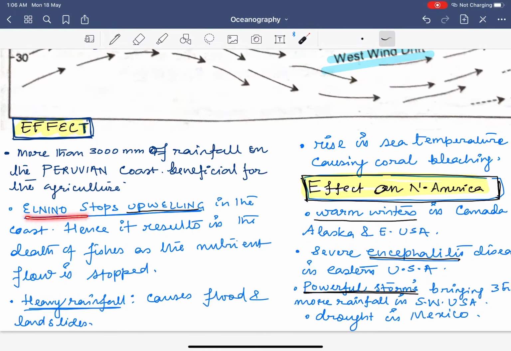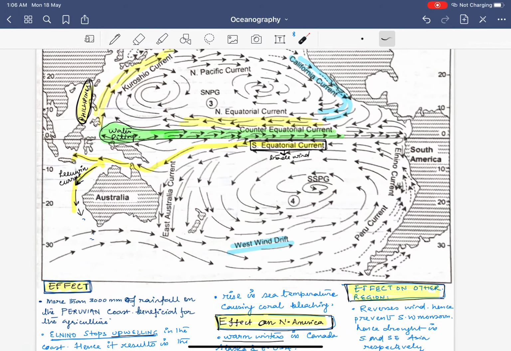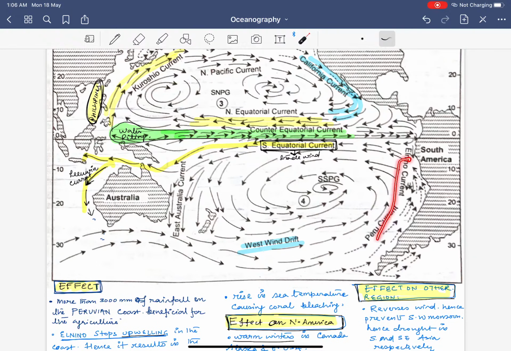However, the El Nino stops upwelling. What is upwelling? See, the cold current when it was over here led to the movement of the wind in this direction. As a result, the water was filled from below by the upwelling. But once this El Nino occupies this region, the upwelling is cancelled and downwelling is more frequent. Hence, the nutrient loss occurs in this region.